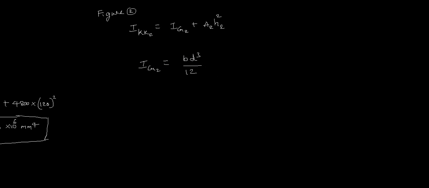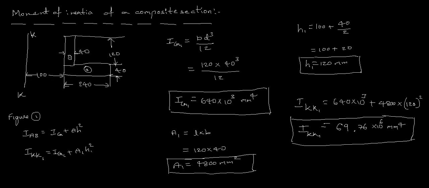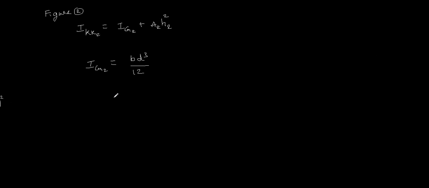With reference to the figure here, the b value parallel to this axis is 40 and the depth will be 240. So now the b value is 40 into the depth value 240 whole cube, divided by 12. Using the calculator, again the value we get is 46.08 into 10 power 6 mm power 4, which is the moment of inertia of the second rectangle with respect to the center of gravity.